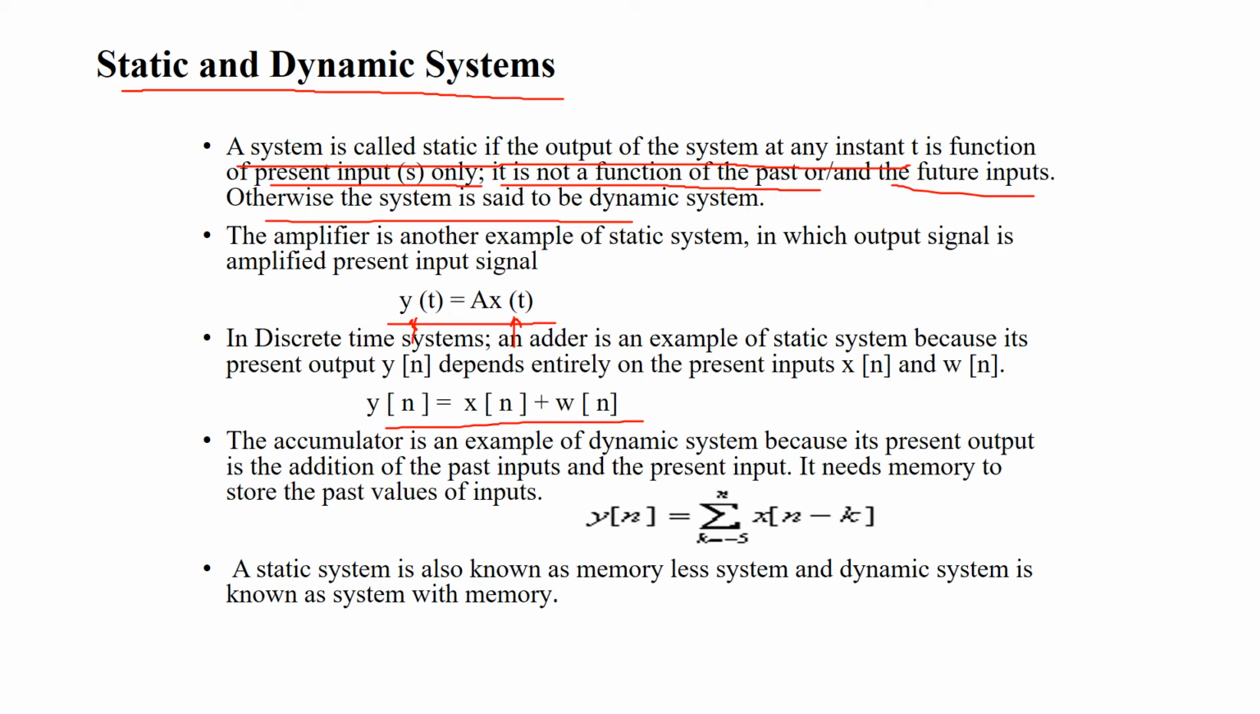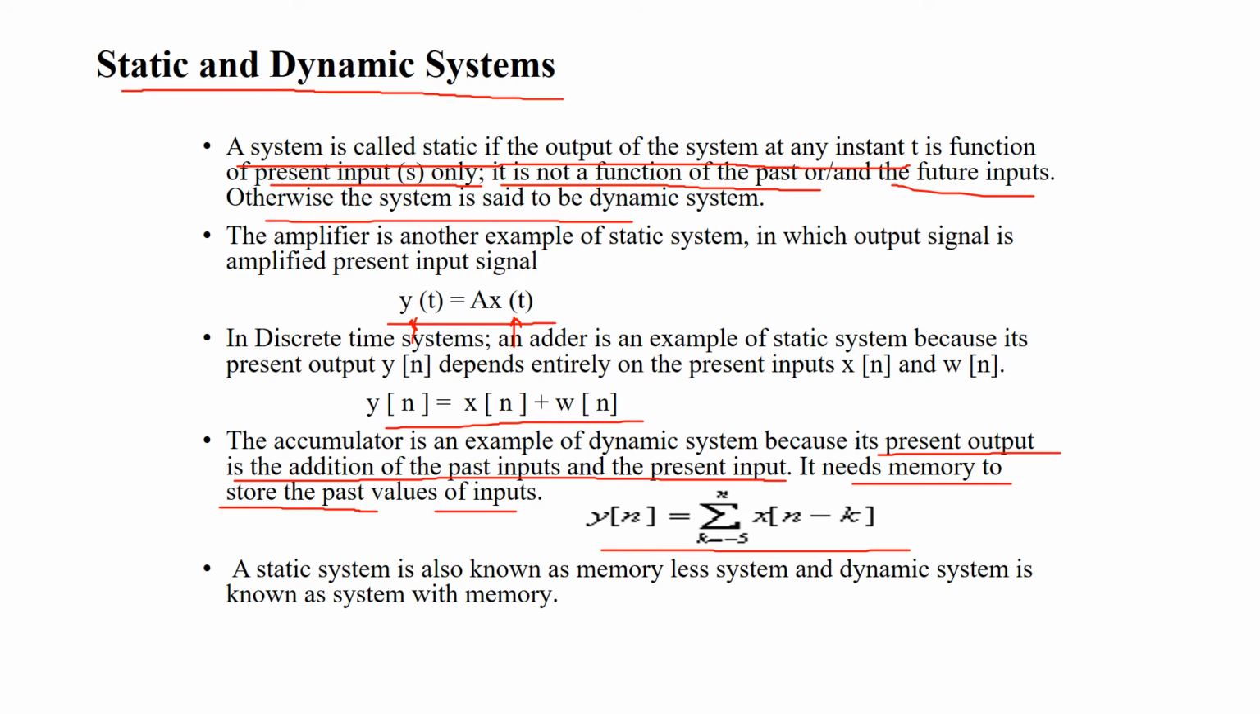But here, the accumulator is an example of a dynamic system because its present output is the addition of the past input and the present input. It needs memory to store the past value of the input. So this is known as a dynamic system.